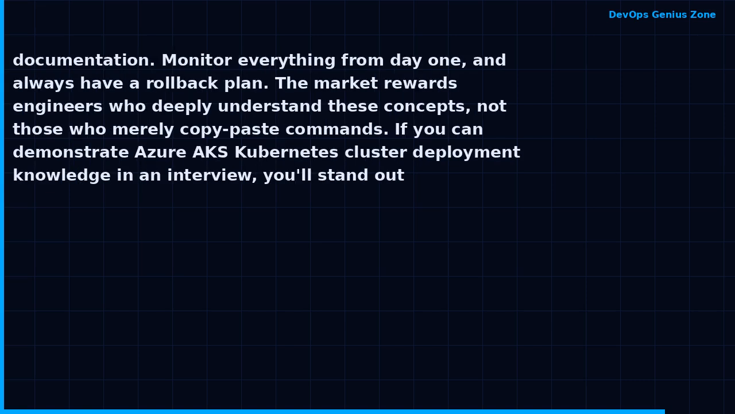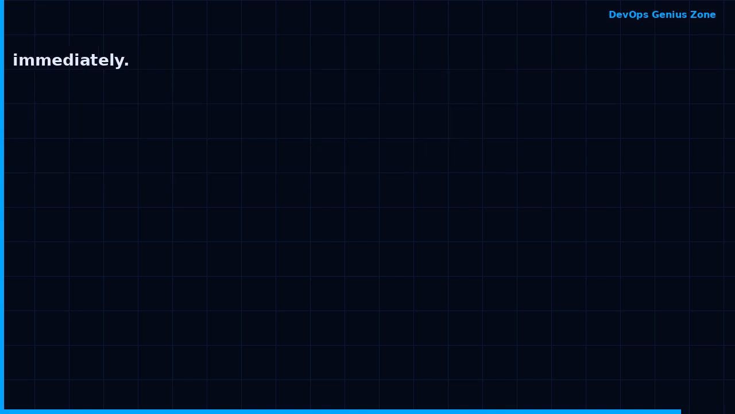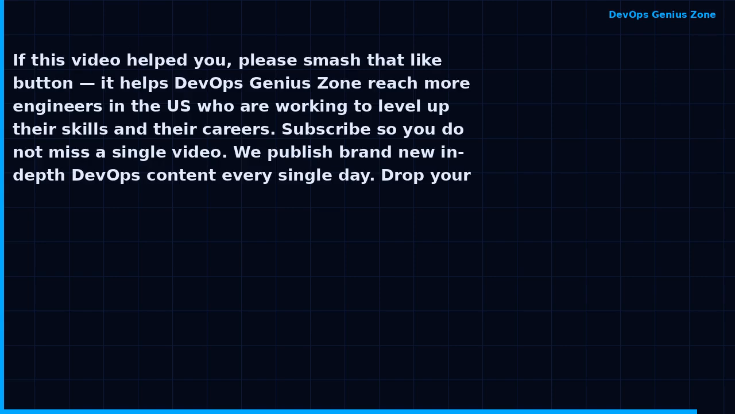To summarize, Azure AKS Kubernetes cluster deployment is critical in the 2025 US DevOps job market. Start right by understanding requirements before touching configuration and version control everything. Follow best practices around least privilege, small changes, automation, and documentation. Monitor everything from day one, and always have a rollback plan. The market rewards engineers who deeply understand these concepts, not those who merely copy-paste commands. If you can demonstrate Azure AKS Kubernetes cluster deployment knowledge in an interview, you'll stand out immediately.